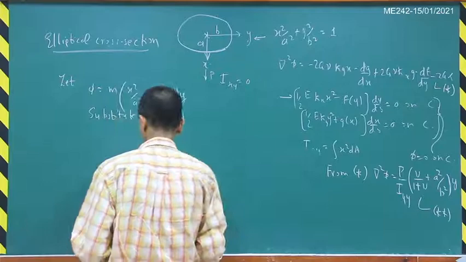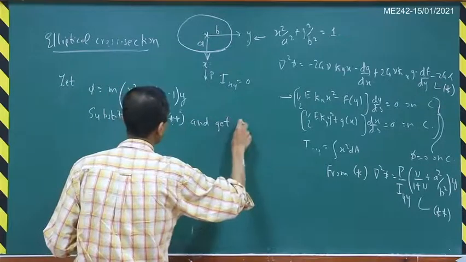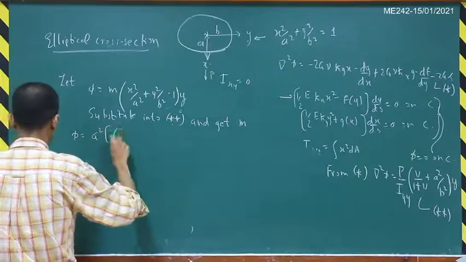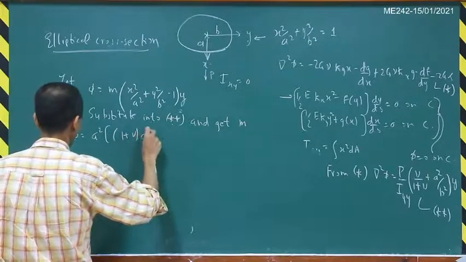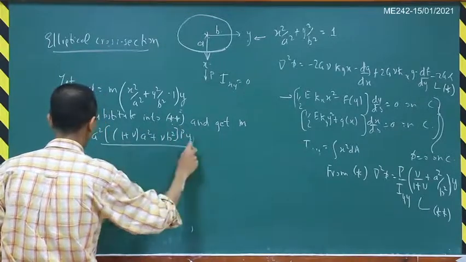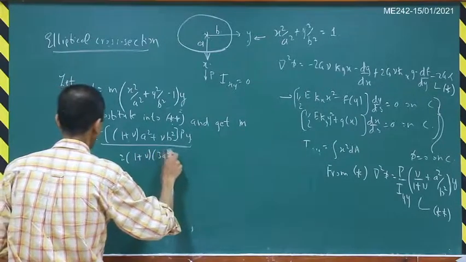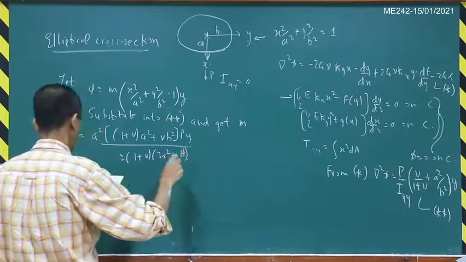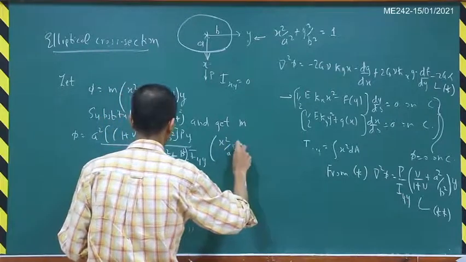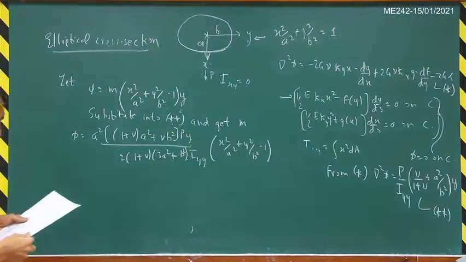Then the final solution. So the final solution I will write: phi is equal to a square into 1 plus nu times a square plus nu times b square times p y, divided by 2 into 1 plus nu times 3a square plus b square times I y, times x square by a square plus y square by b square minus 1. So this is what you will get as the final expression here.